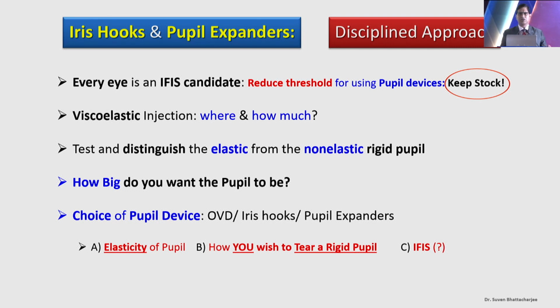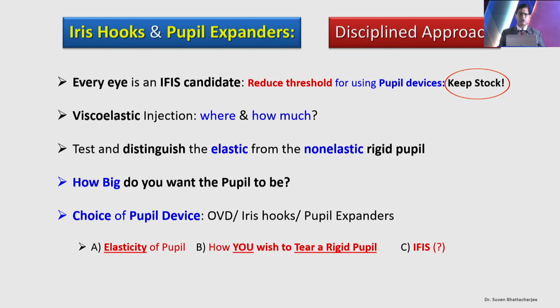So I believe that a disciplined approach is very much required when you come to small pupils, whether you're using iris hooks or a pupil expander, it doesn't matter. Treat every eye as a potential IFIS candidate. Reduce your threshold. Please have a stock of devices in your OR or operation theater. We must know how much viscoelastic to use and where to inject it. We need to distinguish the elastic from the non-elastic rigid pupil, and have a handle on how much pupil size you really require. Bigger is not always better.